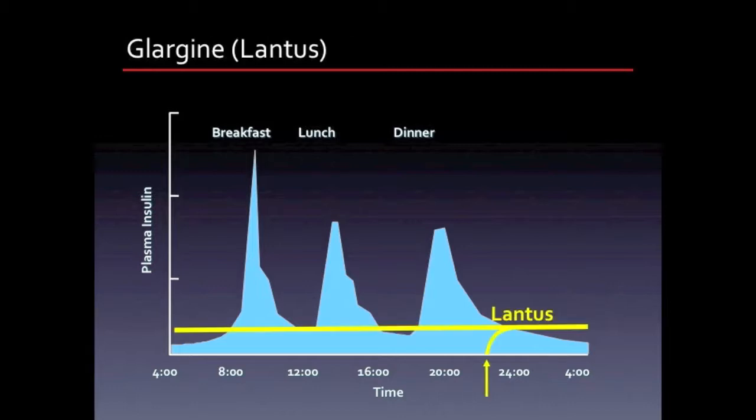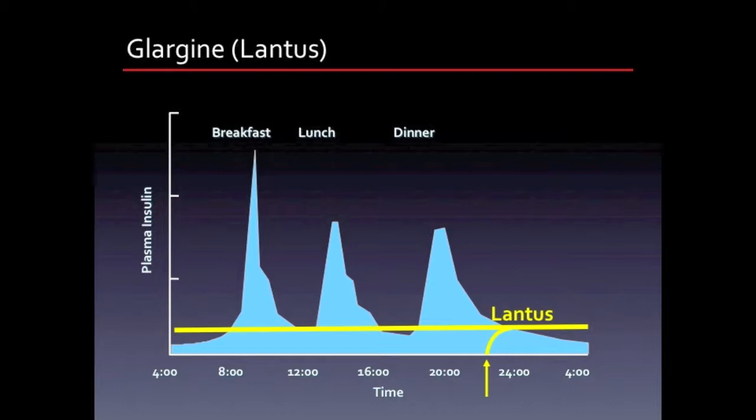In order to simulate the pancreas's basal secretion of insulin, we use long-acting forms of insulin. There are several types of long-acting insulin on the market, but the two we use most commonly at the Free Clinic are insulin glargine, which is commonly known by its brand name Lantus, and then NPH insulin.